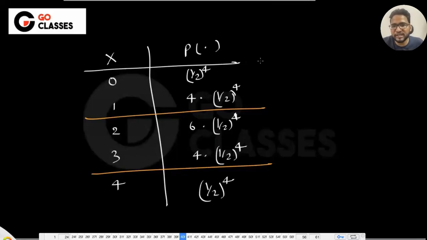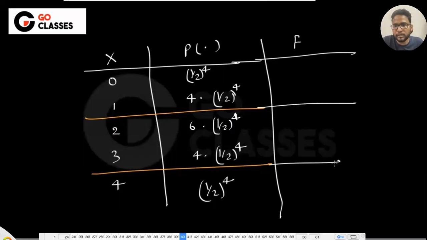Now, can you calculate the CDF? CDF means that for every value of X, you need to calculate this F, which means you will say, what is the probability that... So this quantity is basically F of 1. This is F of 2. This is F of 3. This is F of 4. F of 0, 1. Okay. F of 0, 1, 2, 3. This is 0. This is 1. This is 2. This is 3. This is 4. F of 4.